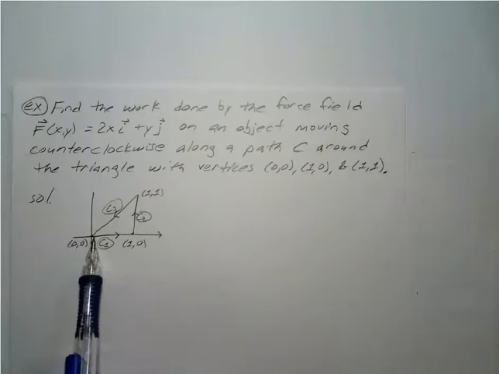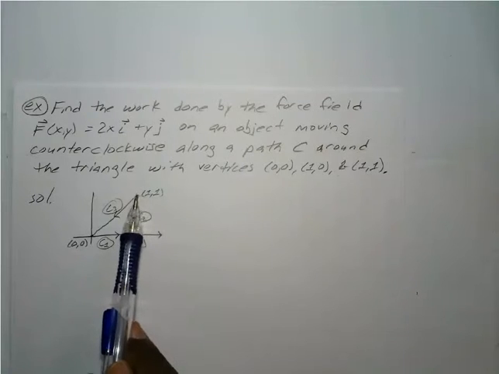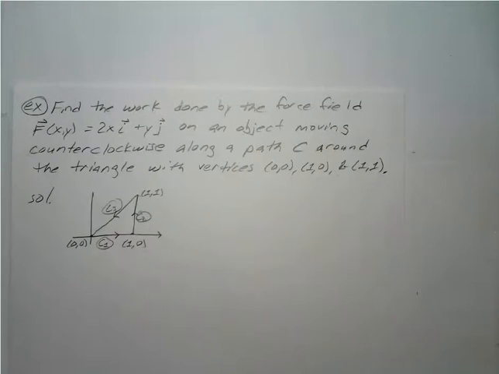So what we're going to do is figure out the work to go from this point to this point, then the work from this point to this point, then the work from this point to this point, then add all three of them together. It can work with triangles, squares, any collection of lines.